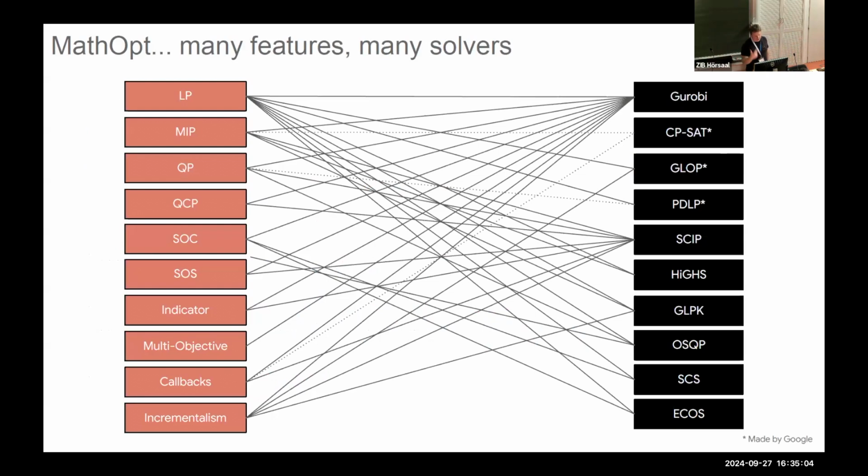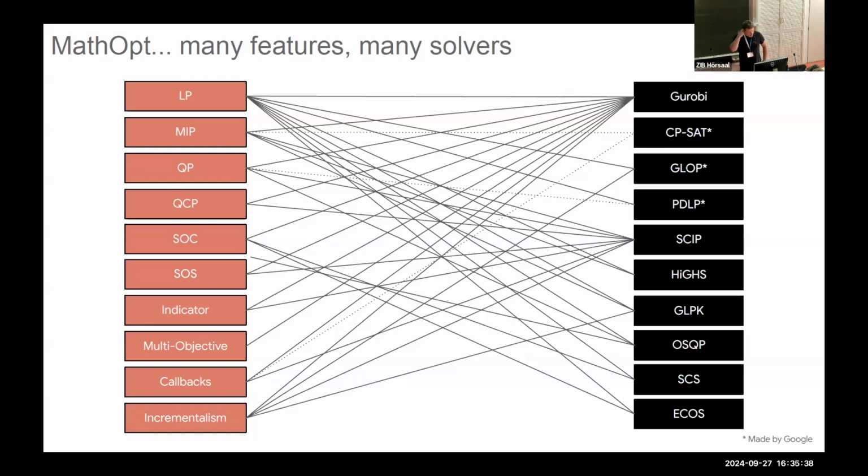MathOpt supports linear programming, mixed integer programming, quadratic programming, some kind of conic programming. It also supports non-linear constraints that are often supported by the MIP solvers, like SOS, indicator, and so on. It also supports callbacks and incrementalism. And these are the solvers for which we currently implemented the interfaces in MathOpt. So yeah, a lot of features, a lot of solvers. You can really play around with that.